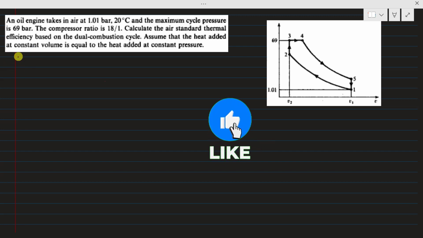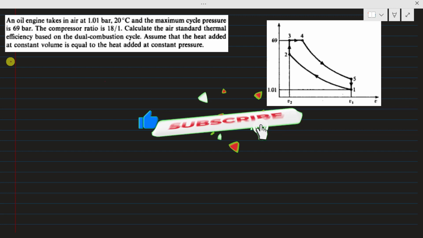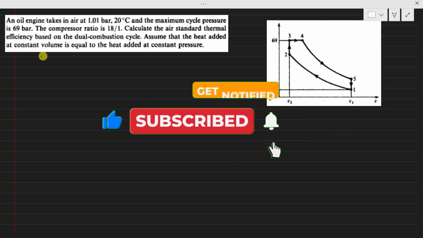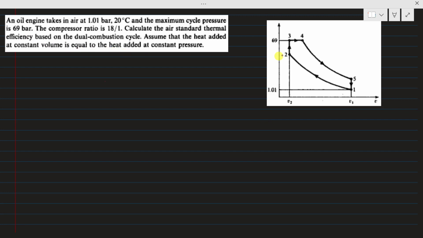Okay. Hi viewers, in this video we will solve example 5.6 from the book by Rogers and Mayhew, or McConkey and Eastop. So here is the statement and the corresponding PV diagram is shown here on the right side. An oil engine takes in air at 1.01 bar, 20 centigrade.